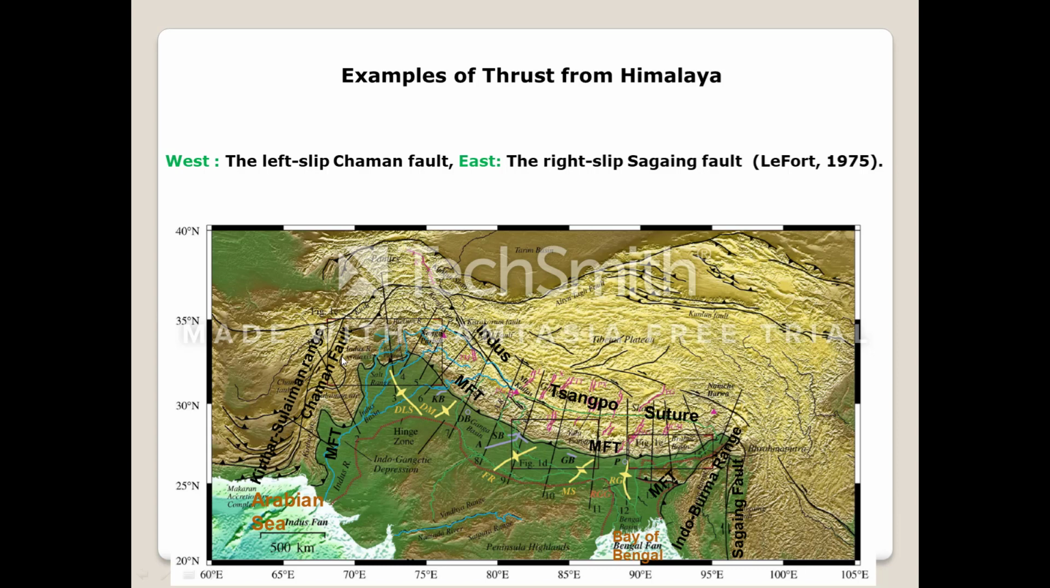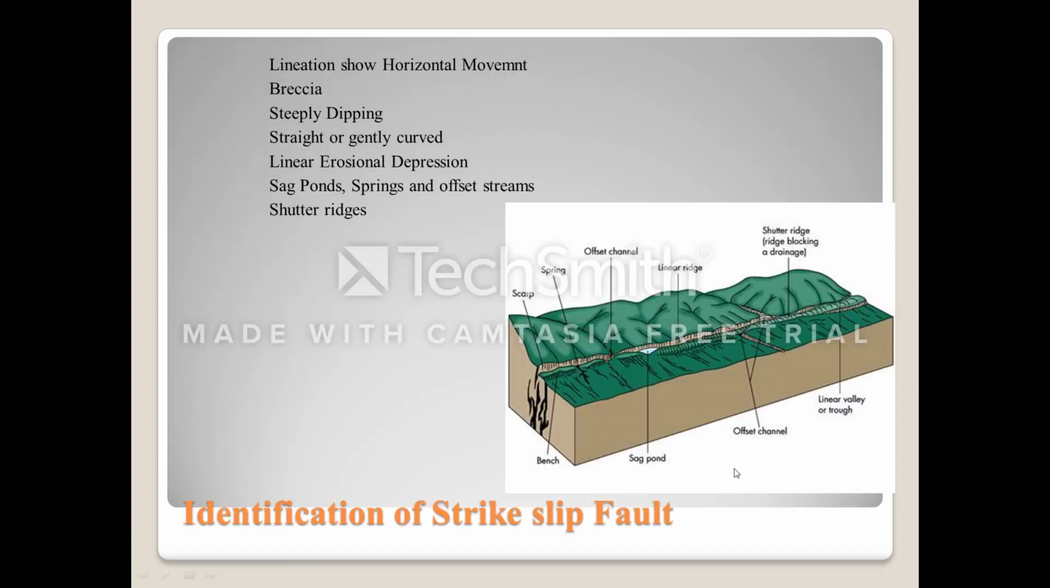in the western region. This is lying in the Pakistan and Afghanistan region. Here we have the Sangyang fault. The Sangyang fault is a right slip movement that marks the easternmost boundary of the Himalaya. Okay, so here we have two major strike slip examples in the Himalaya.